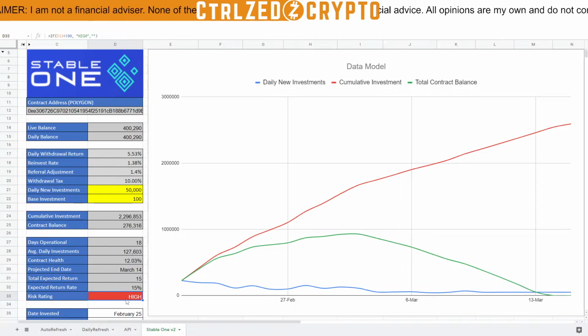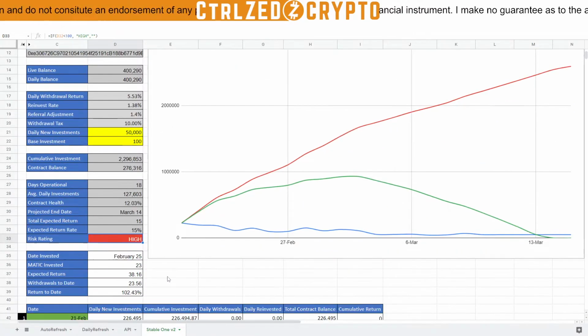So I'm not going to invest in Stable One. Obviously, I'm not telling you whether or not you should invest. This is not financial advice. This is my own personal opinion based on this model that Stable One is not going to last more than a few days. So I would not invest in Stable One at this stage.